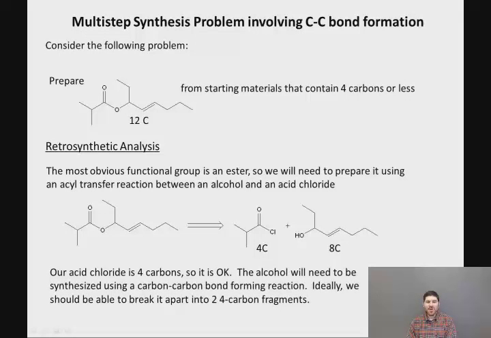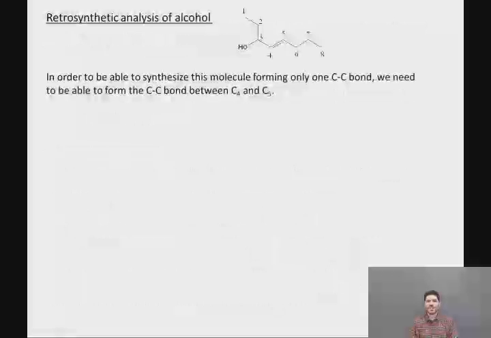However, because the alcohol is 8 carbons, it will need to be formed using at least one carbon-carbon bond forming reaction. So ideally, in order to only have to do one carbon-carbon bond formation, we would like to break this molecule apart into 2 4-carbon fragments. So that brings us into what's fundamentally the retrosynthetic analysis of the 8-carbon alcohol.